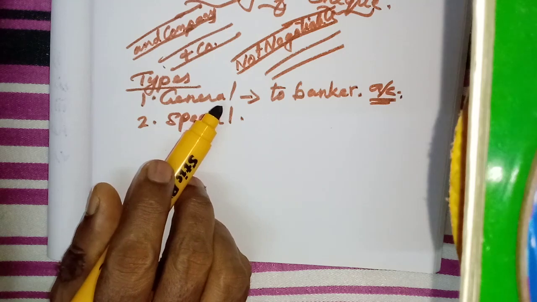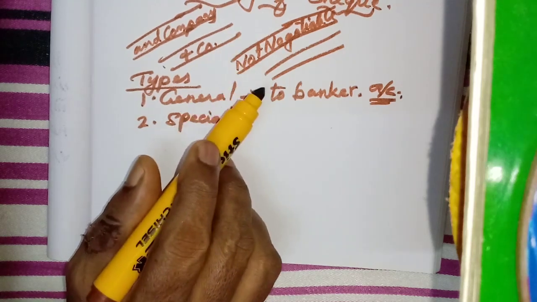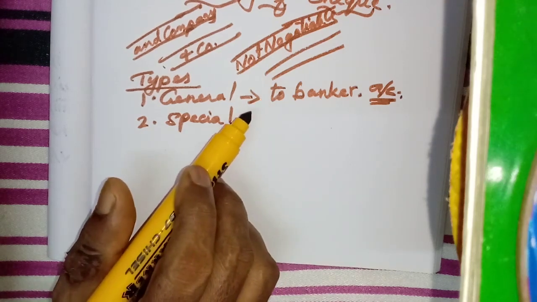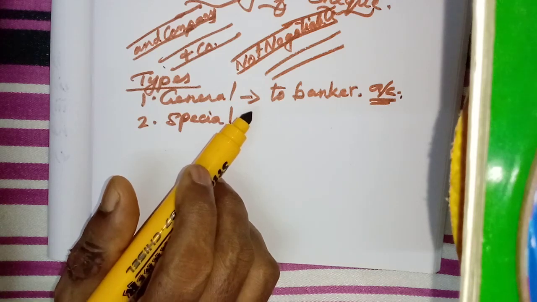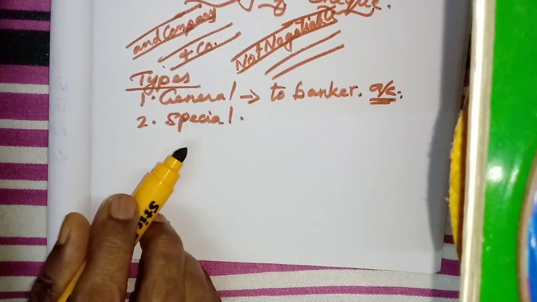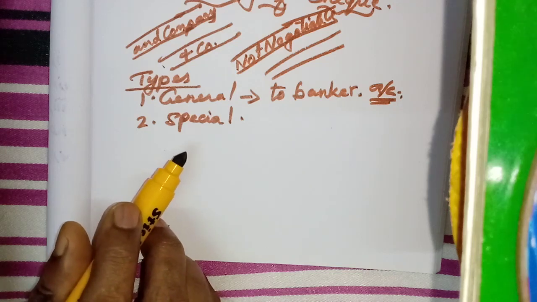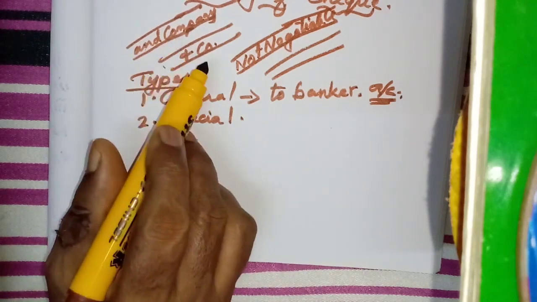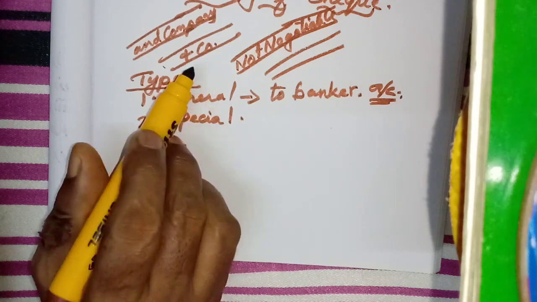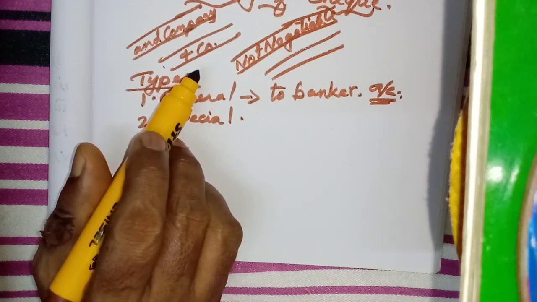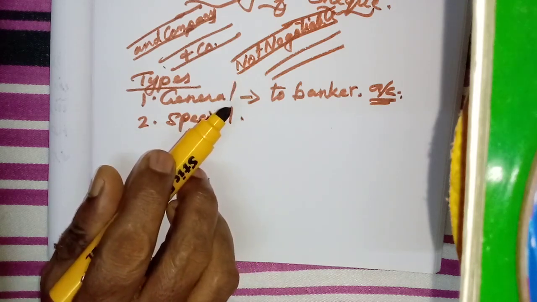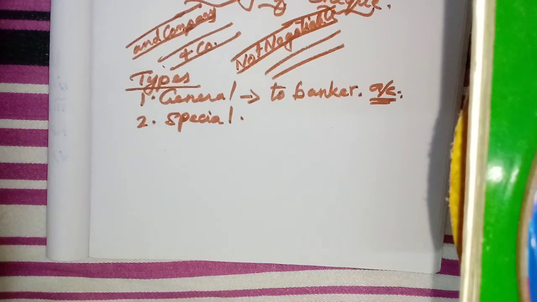Why that? What is the use, significance or importance of this crossed check, general crossing? If your check is lost, someone has written a check and it is given to you, and if you have lost that check, then the person who finds that check cannot go and collect the amount, because it is a crossed check. That amount will not be given in his hand, but it will be transferred to that payee's bank account only. That is the benefit of this check. Crossed check, anybody cannot take the amount.